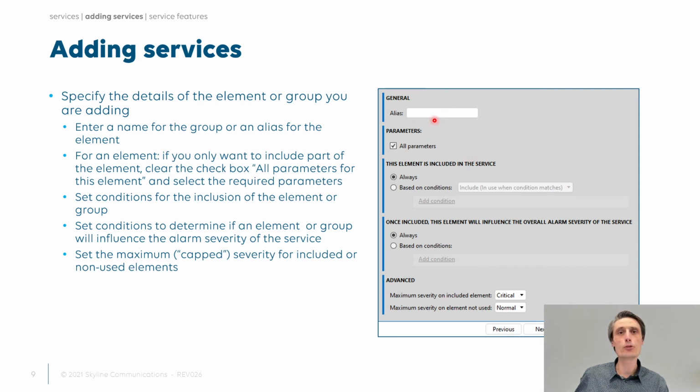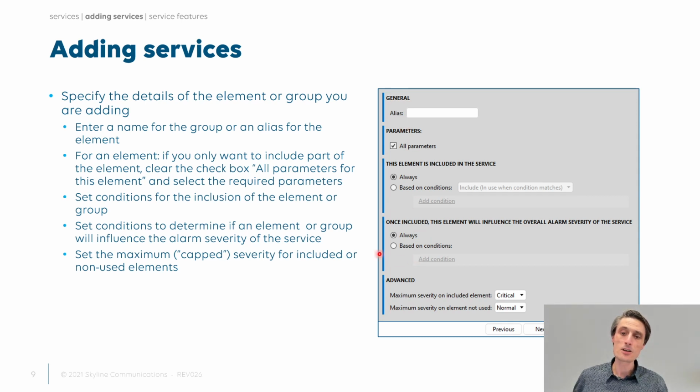The first thing I have for a group, I can give it a name, but also for an element, I can give it an alias. And why is that? Because sometimes the elements in my system have more cryptic names, and here I can assign a name which is more meaningful in the context of this service. So that's why you can override the element name with an alias. The next thing I need to define is whether the element is included as a whole, everything of the element, or if it's only a part of the element, like for instance, the parameters of one port of a switch.